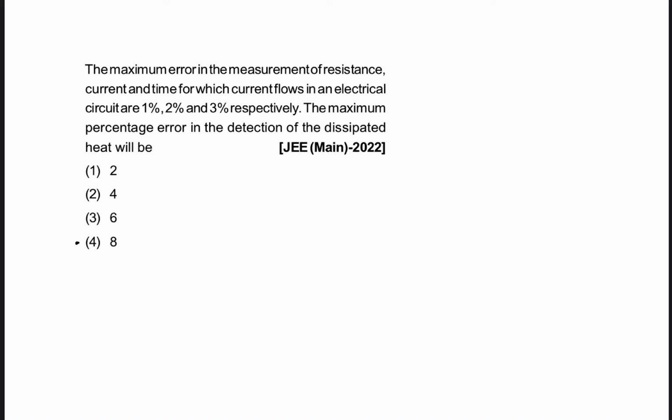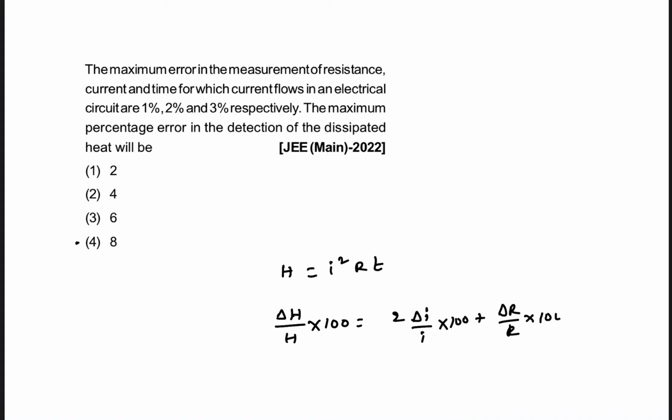You can see the next one: the maximum error in the measurement of resistance, current and time for which the current flows in an electrical circuit is 1%, 2%, 3% respectively. The maximum percentage error in the determination of the dissipated heat will be how much? You know that heat energy H is equal to I square R into T. They are asking percentage error only. Delta H by H into 100 can be written as 2 into delta I by I into 100 plus delta R by R into 100 plus delta T by T into 100.